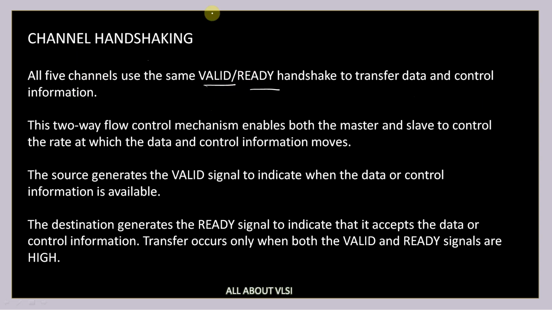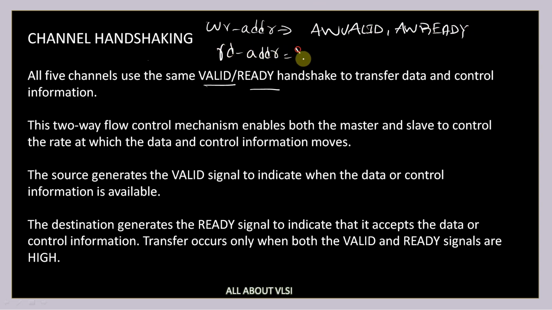So we have already seen, suppose in our write address channel we were using these handshaking signals like AW valid and AW ready. And suppose in our read address channel we were using the handshake signals like AR valid and AR ready, and in our data channel also we were using valid and ready but with different notations.